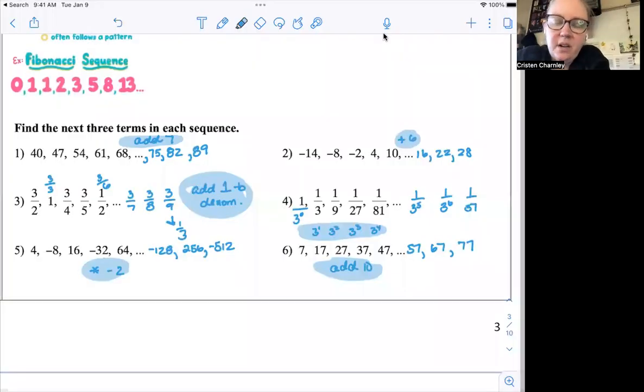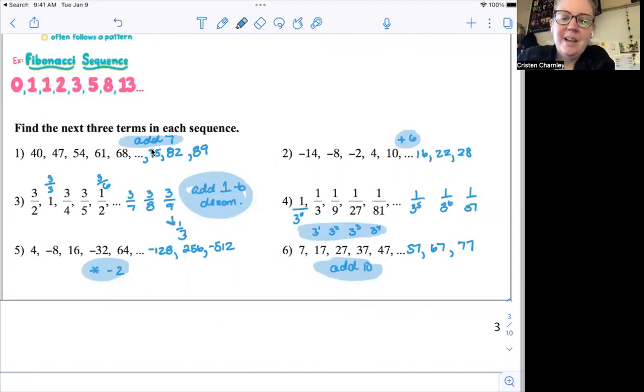So you can see these are the patterns that I found for these 6 sequences. We have adding 7 in number 1. We have adding 6 in number 2. Number 3 is a little weird. We just added a value to the denominator each time. Number 4 is really 1 over 3 to some exponent, and that goes up by 1 each time. I didn't bother writing out 3 to the 5th and 3 to the 6th. Number 5, I just multiplied by -2 for each of those terms. And number 6, we added 10.